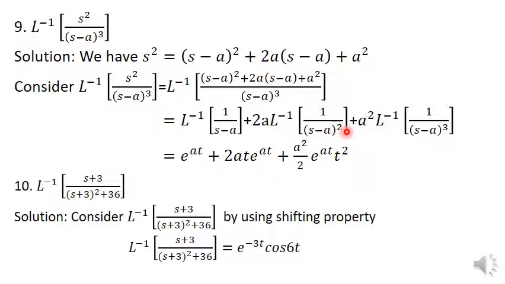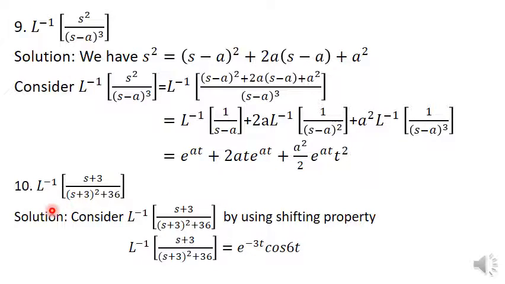1 over s square. What is L inverse of 1 over s square? t raised to the power of 1 by 1 factorial, that is t, plus a square into again L inverse of 1 over (s minus a) whole cube, that is again shifting property, e raised to the power of at into L inverse of 1 over s cube, that is t square by 2 factorial. 2 factorial is nothing but 2.